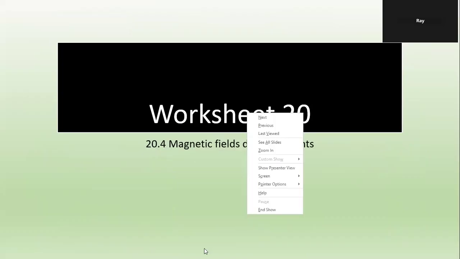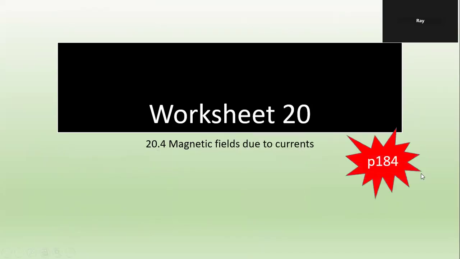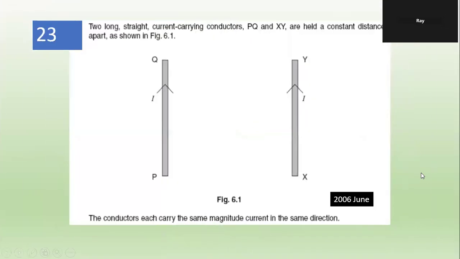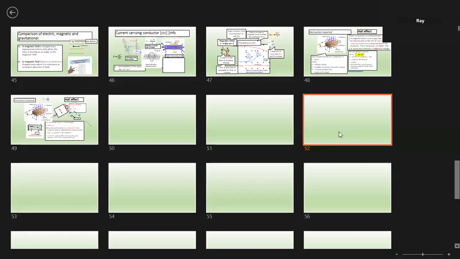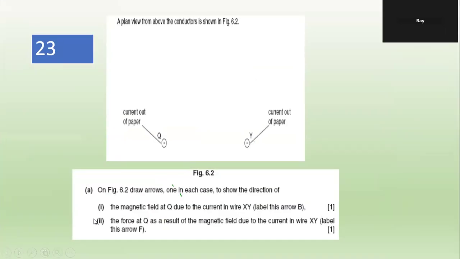Okay, let's try some questions. Page 184. Two long straight current carrying conductors PQ and XY are held a distance apart as shown in figure 6.1. The conductors each carry the same magnitude current in the same direction. Plan view from above is shown in figure 6.2. Draw on figure 6.2 arrows in each case to show the direction of the magnetic field at Q due to the current carrying conductor.